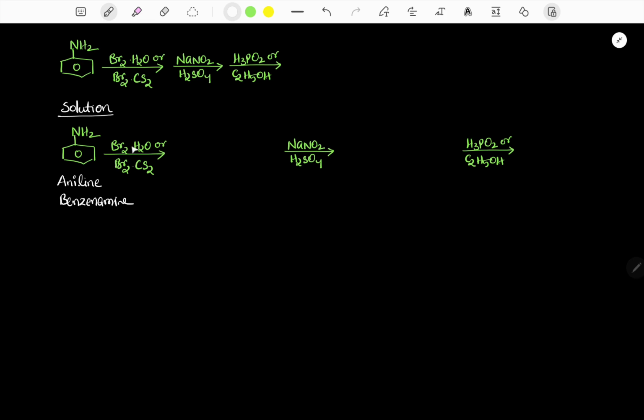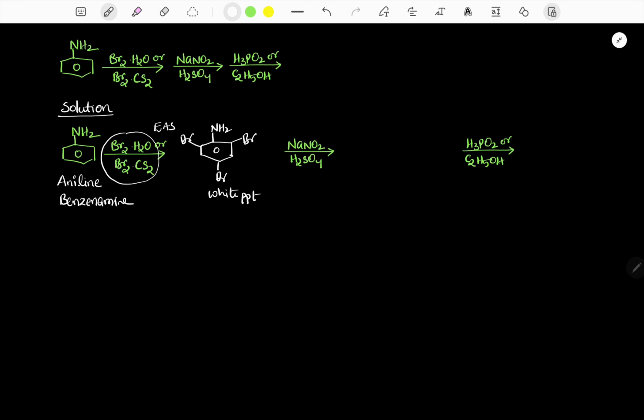Aniline, when treated with bromine water or Br2 in CS2, undergoes electrophilic aromatic substitution. So we get the corresponding white precipitate, 2,4,6-tribromoaniline, in the presence of bromine water or in the presence of Br2 in the non-polar solvent CS2.